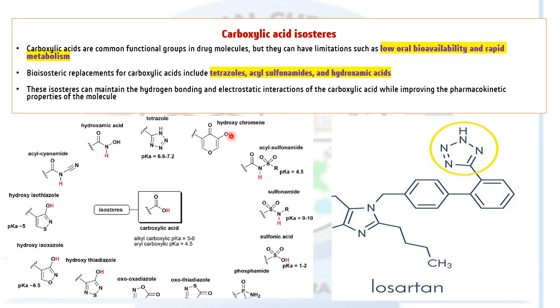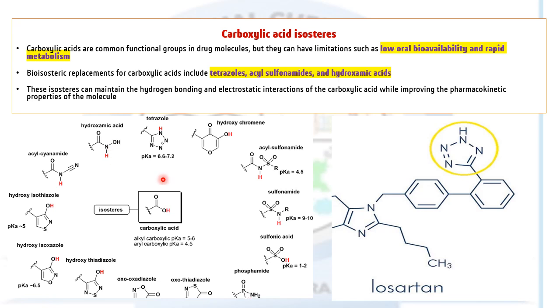The carboxylic acid is a functional group present in many drug molecules, but it has some limitations like low oral bioavailability and rapid metabolism, so they must be overcome by bioisosteric replacement with certain functional moieties like tetrazole, sulfonamide, hydroxamic acid, sulfonic acid, and so on. These isosteres will maintain the hydrogen bonding and electrostatic interaction of carboxylic acid with the receptor, and at the same time they will improve the pharmacokinetic profile.